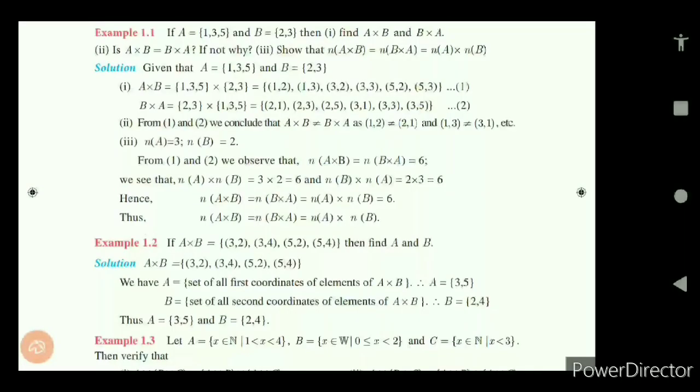Example 1.1. If A is equal to {1, 3, 5} and B is equal to {2, 3}, then find A cross B and B cross A. What is A? A is equal to {1, 3, 5} and B is equal to {2, 3}. How to find A cross B? First, 1.